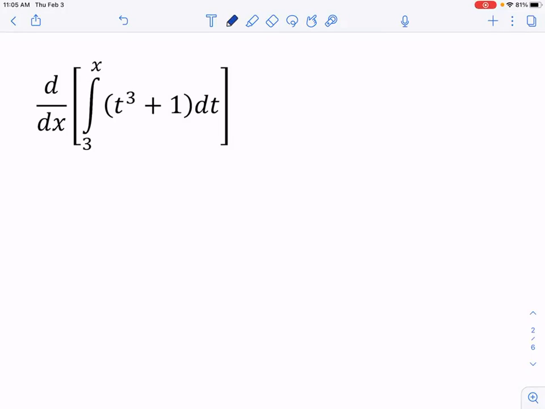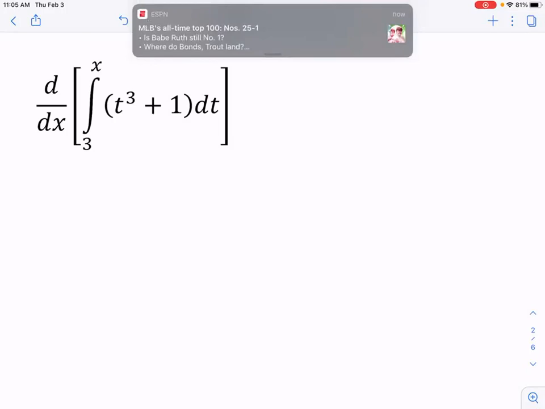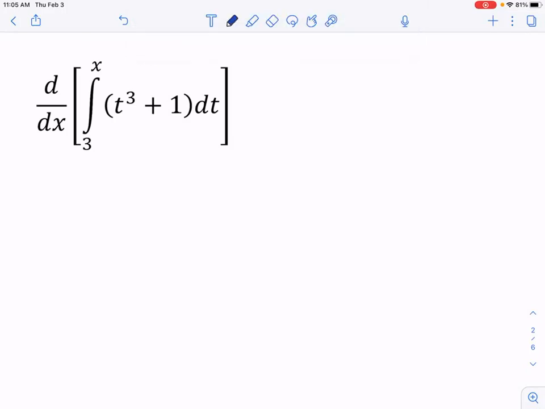Okay, so notice how we have the derivative of the antiderivative. So we know those are going to cancel. And our integral goes from 3 to x. So a is just any numeric value. So we're good here. It's going from a to x. So what happens here is the derivative and antiderivative cancel out. The x gets plugged in. We have x cubed plus 1, and that is it.